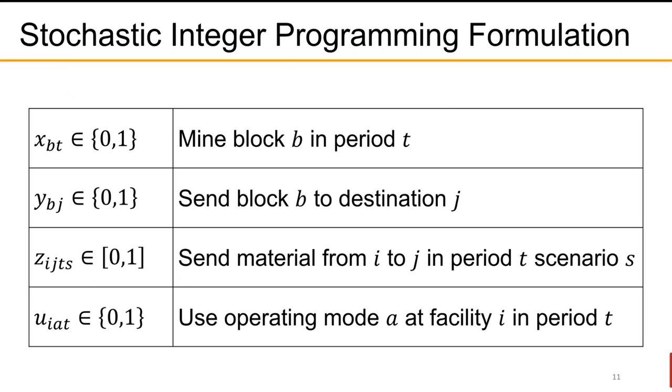So getting more into the method, I'll start by outlining the stochastic integer programming formulation. We have four main decision variables. We have when we're going to mine a given block, and what destination we're going to send that block to. We have a decision that is responsible for sending material throughout our different processing streams, so our downstream flow. And then we have a fourth decision variable that we're including here, which is which operating mode we're going to use at each facility in each of our time periods.